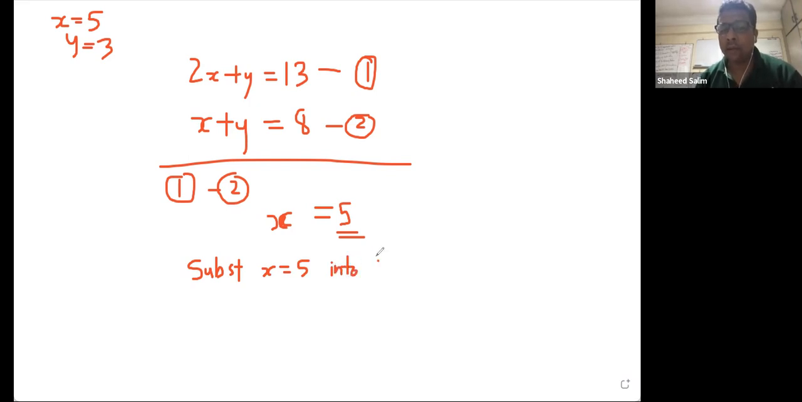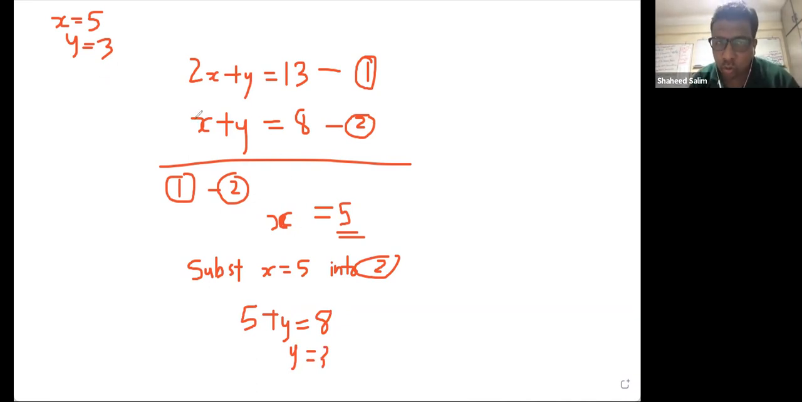What do they mean? Say, hey, just put this inside down here. So we put inside here, what do you get? 5 plus y equals to 8. Then what is y? Y equals 8 minus 5 equals to 3. You got answer. But step 1, what is step 1? You got to get rid of one of these. So there's two ways.